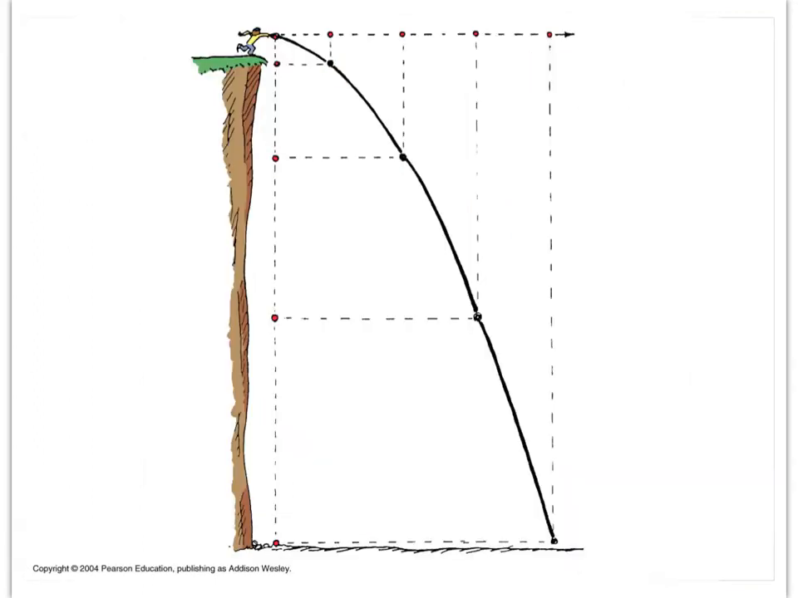What we see here is simply a bigger version of what we just saw in the last slide, showing constant velocity in the x and free fall in the y.